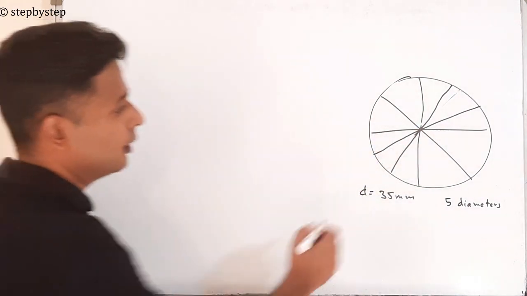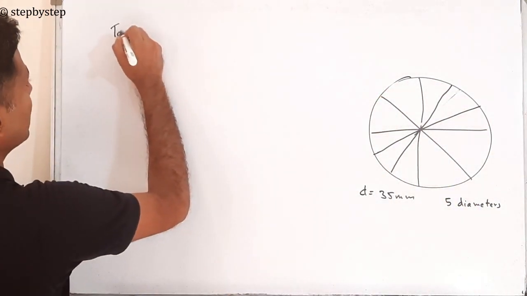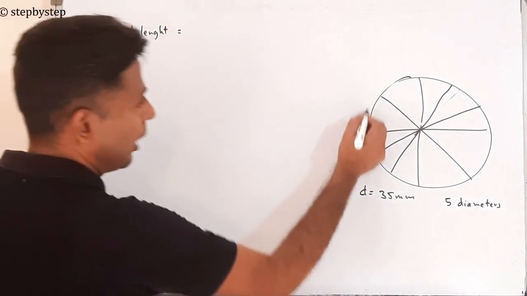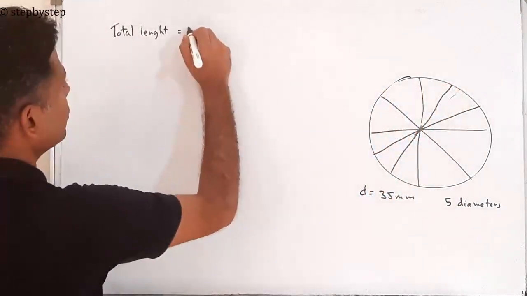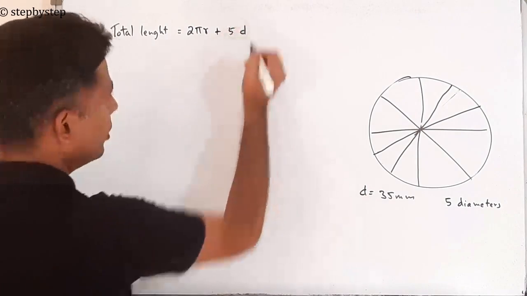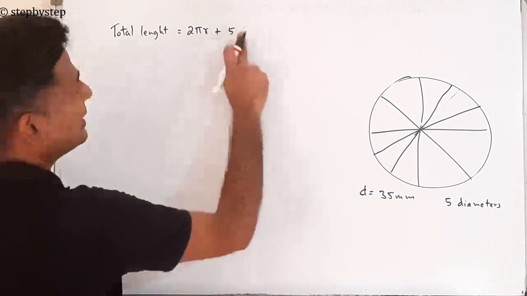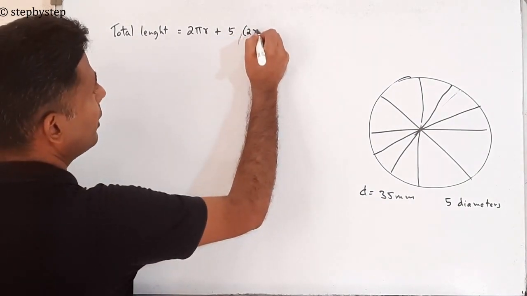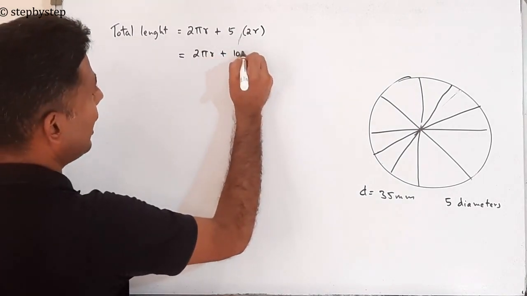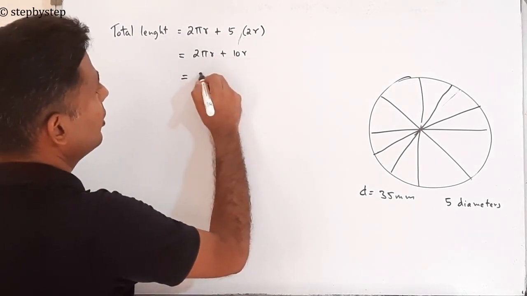So what do we need? First thing we need to make is the ring, right? The outer ring. So the total length needed is equal to the outer ring, this we need to make. So that is the circumference 2 pi r plus 5 diameters, so 5 into d. That much also we need. But d is nothing but 2 into r, right? So what do we get? 2 pi r plus 5 into 2r. Actually, if I want to be cute, what I can do is I can take 2r common.